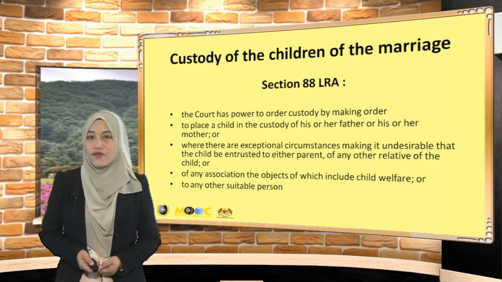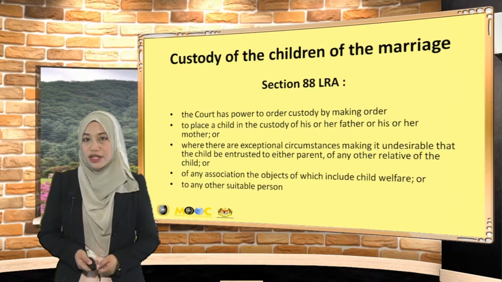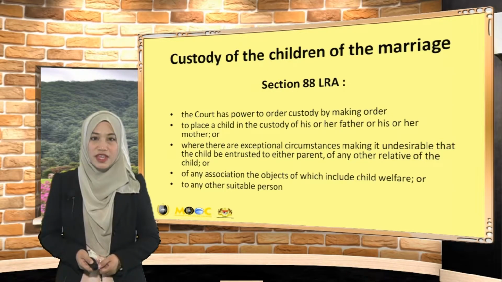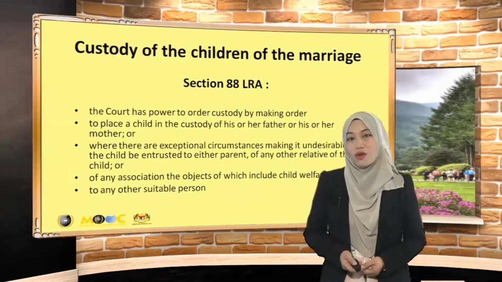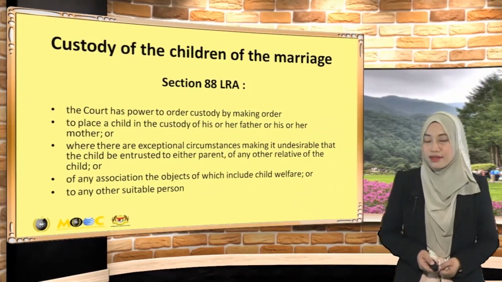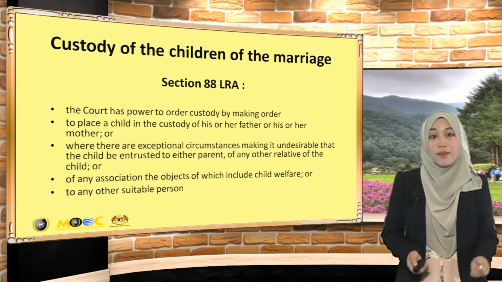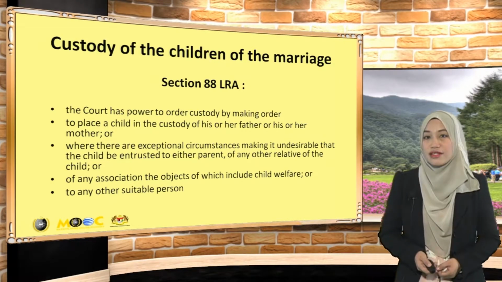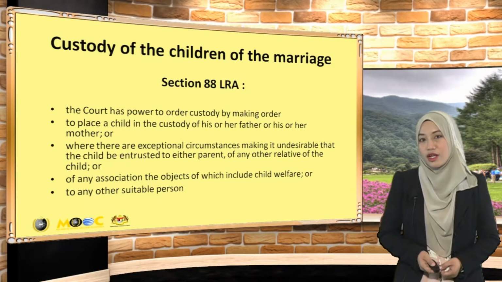Section 88 of the LRA gives the court power to order custody by making order to place a child in the custody of his or her father or his or her mother, or where there are exceptional circumstances making it undesirable that the child be entrusted to either parent, of any other relative of the child, or of any association the objects of which include child welfare, or to any other suitable person.